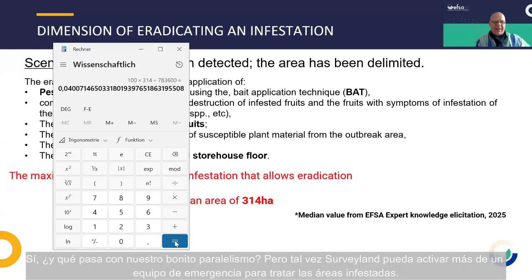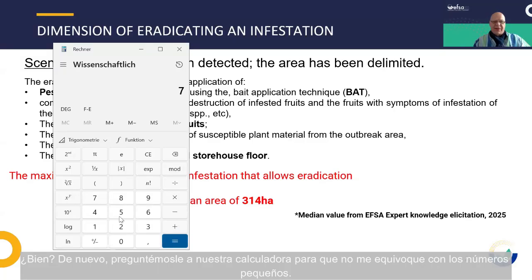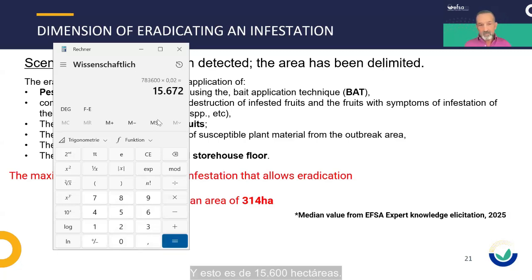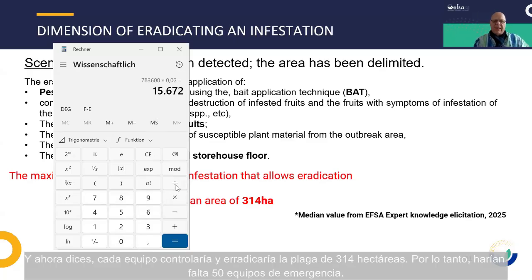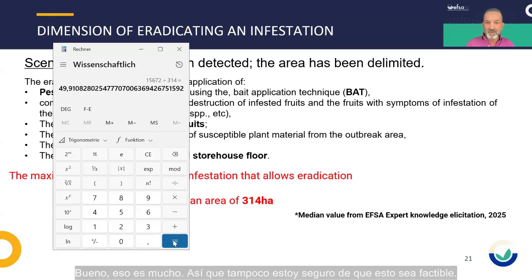But maybe Surveyland can activate more than one emergency team to treat infested areas. Okay, then how many teams would be needed if 2% of the area is infested? Well, again, let's ask our calculator so that I don't make a mistake with small numbers. When we have the total area size and we want to have 2% out of this, then this is 15,600 hectares. And now you say each team would control and eradicate the pest from 314 hectares. So then Surveyland has to provide 50 emergency teams. Wow, that's a lot. So I'm not sure that this is feasible either.